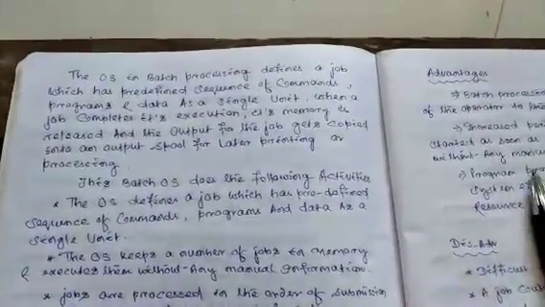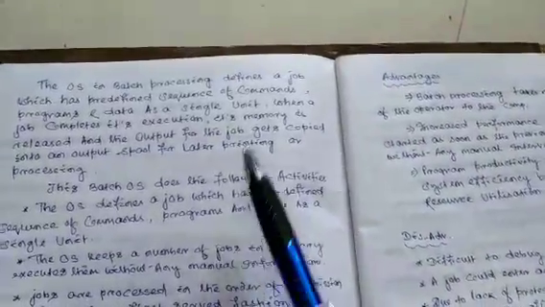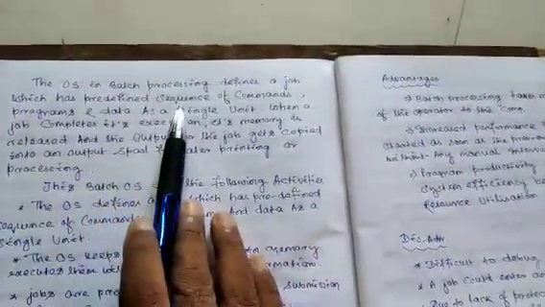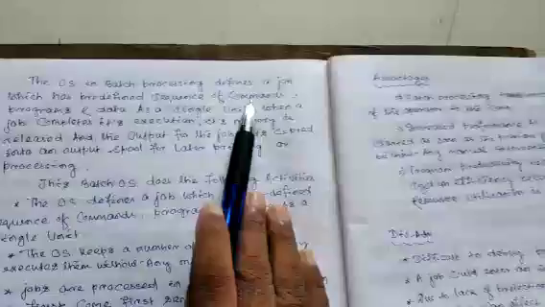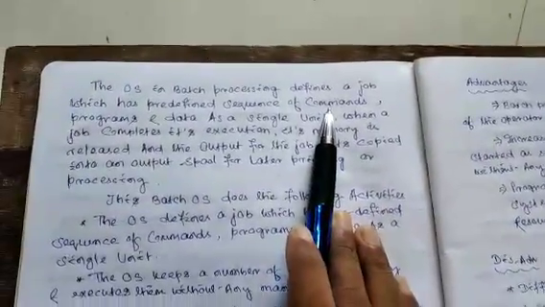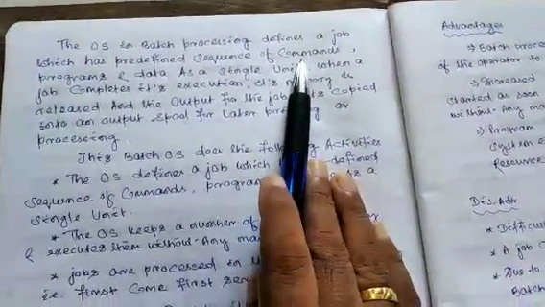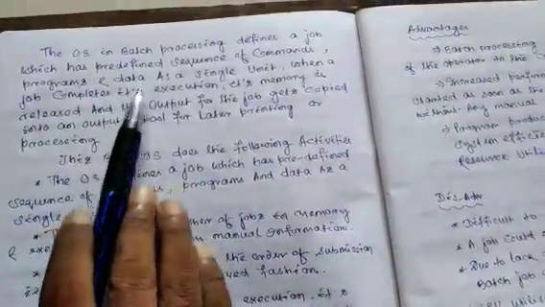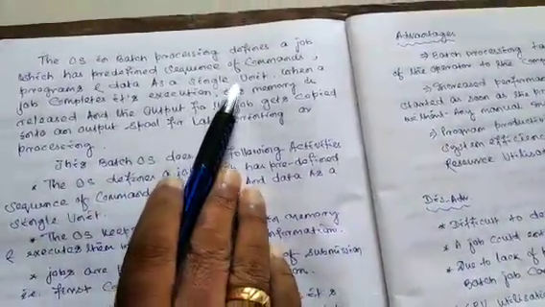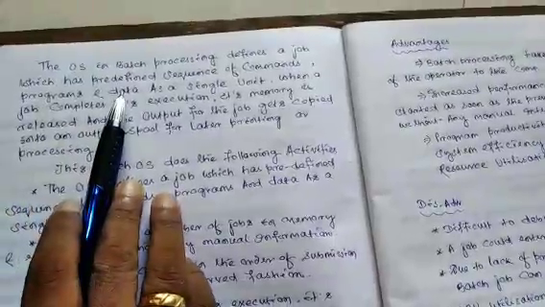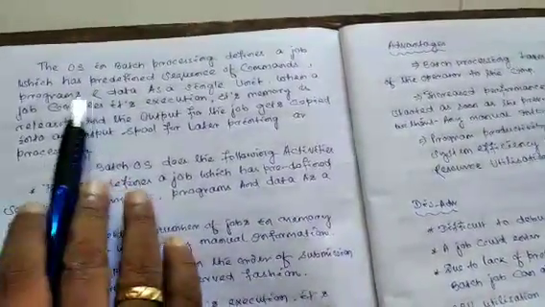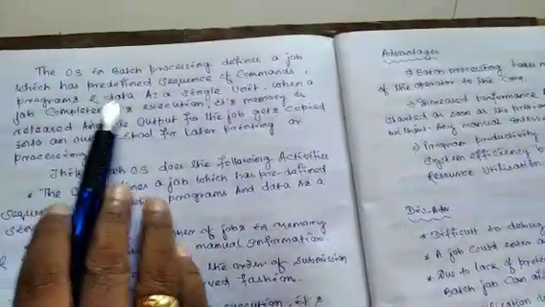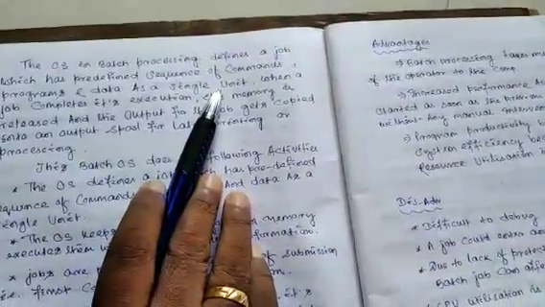Then, batch processing defines a job, which is a predefined sequence of commands. Commands are required because the computer has no intelligence of its own. It requires a command for its operation, and also some program and data as a single unit. So commands, programs, and data together form a single unit that is called the batch.